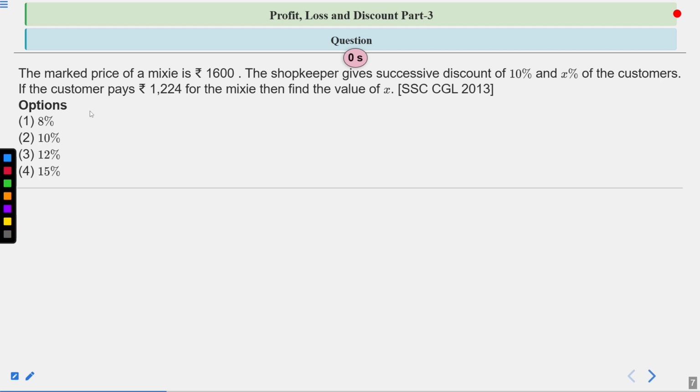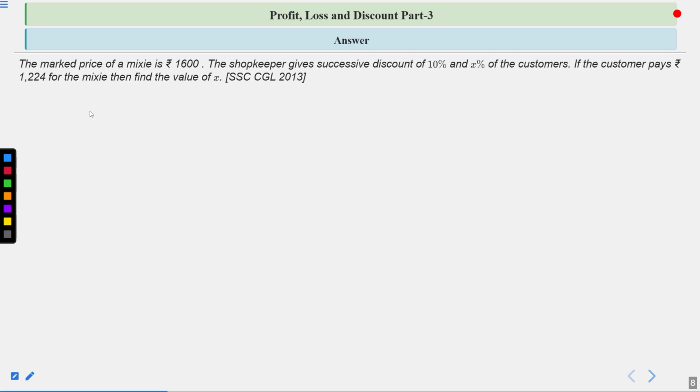Now time's up. Let's see the solution of this question. So the question says that the marked price of the mixie is 1600 rupees and the shopkeeper gives two successive discounts of 10% and X% to the customer. Now the price paid by the customer is 1224. It is given. The final selling price is given. So we can calculate the percentage value of X.